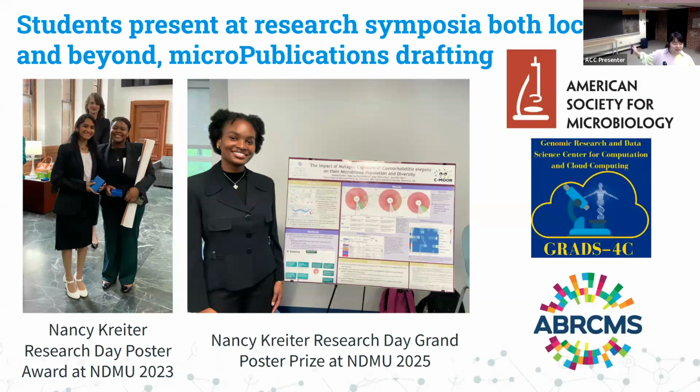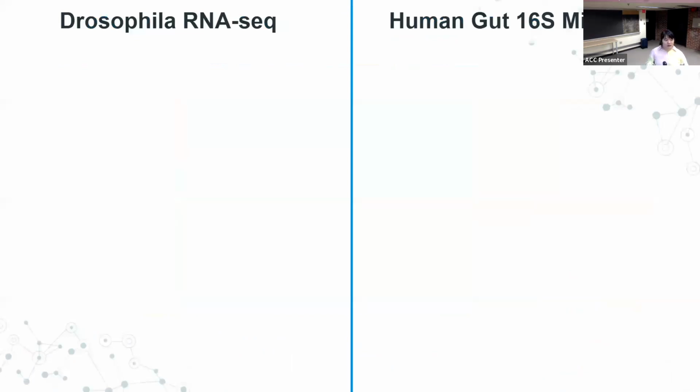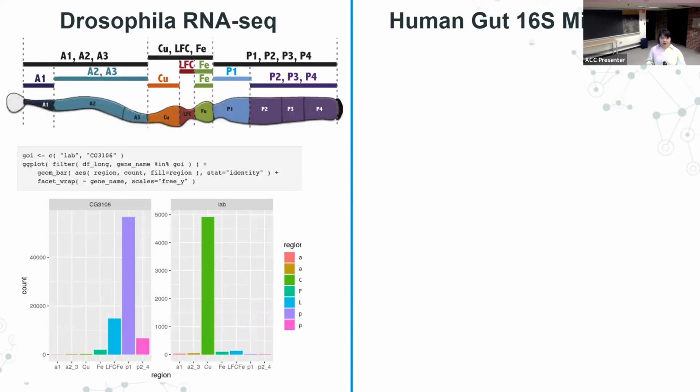We're also publishing soon, I hope, our first microPublications. So that'll be our first peer-reviewed product that comes out of SEYMOUR. We have 2 curricula that are going to be on AnVIL starting this semester. The first is our Drosophila RNA-seq minicure. In this minicure, students are looking at a published RNA-seq data set.